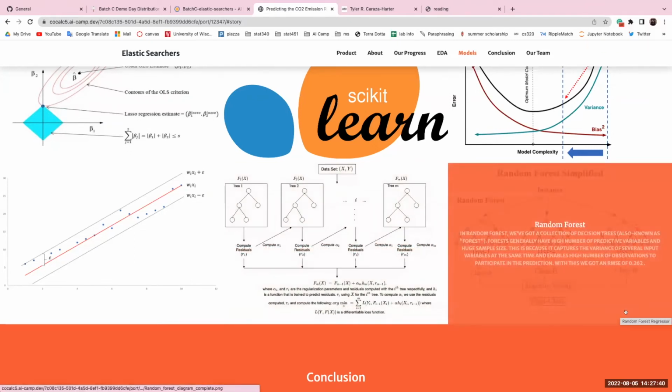The final machine learning algorithm we used was a random forest regressor. And essentially, it's a collection of decision trees. And random forests generally have a higher number of predictive variables and a huge sample size. This is because it captures several inputs at once and thus allows a higher number of observations to be made in the prediction. And with this model, we got a root mean square error of 0.262.